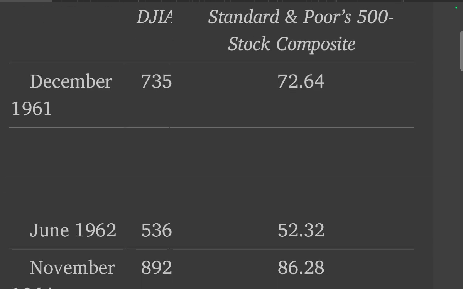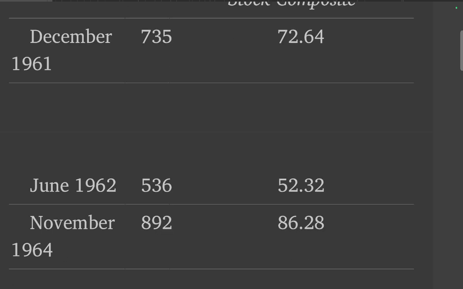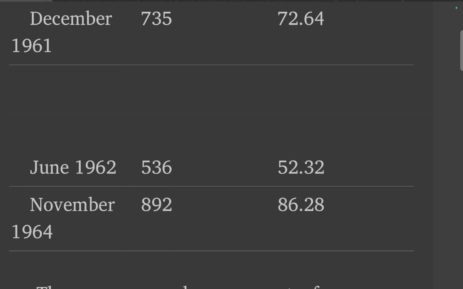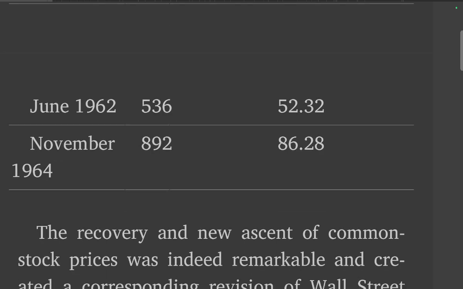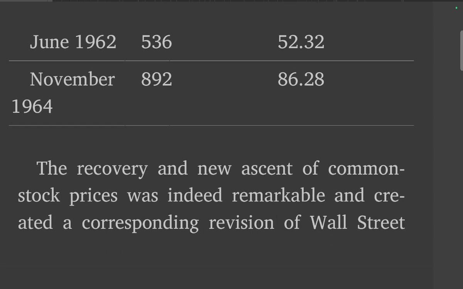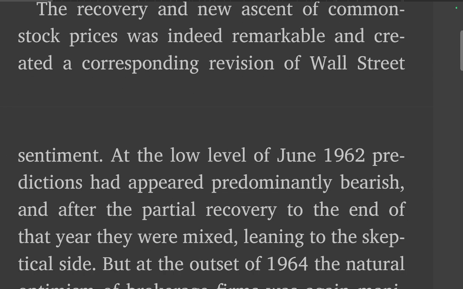December, DJI 535.72. June 62, 536.52. November 64, 892.86. This recovery, a new ascent of common stock prices, was indeed remarkable and created a corresponding revision of the Wall Street sentiment.